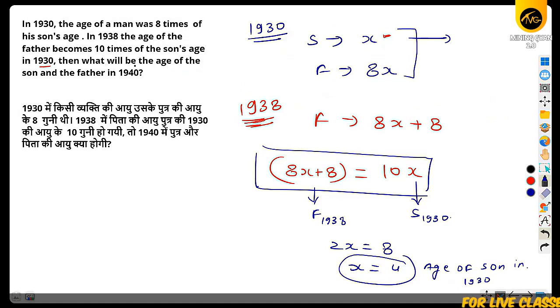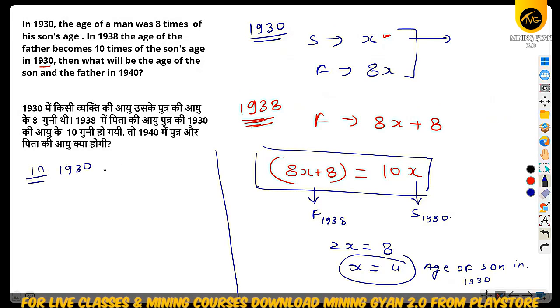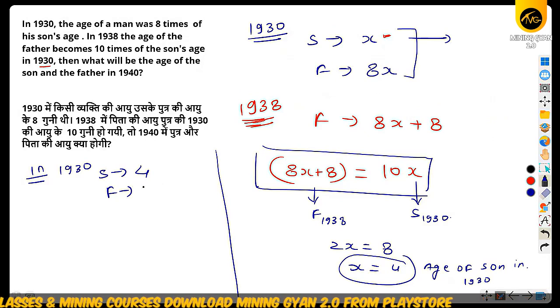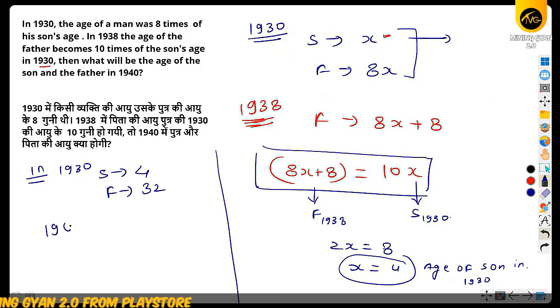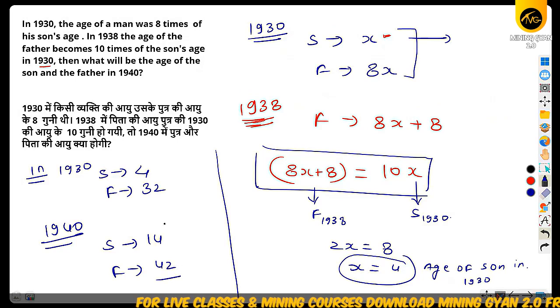Now what is the question? Then what will be the age of the son and father in 1940? Okay, in 1940. In 1930 the son is how old? 4 years old. Okay, and father is 8x, that means 4 into 8, that means 32 years. Okay, so in 1940, son will be 10 years more, just plus the 10 on 4, so 14 years, and father will be 32 plus 10, that means 42 years. So these are the answers.